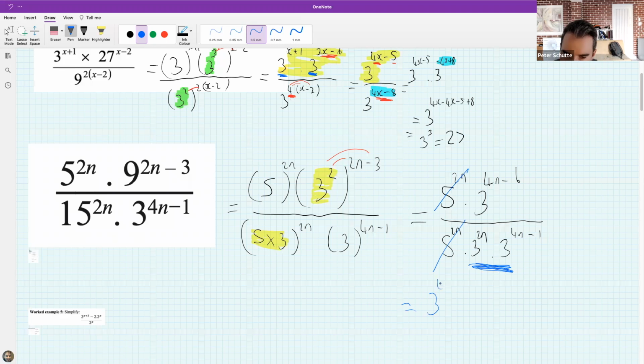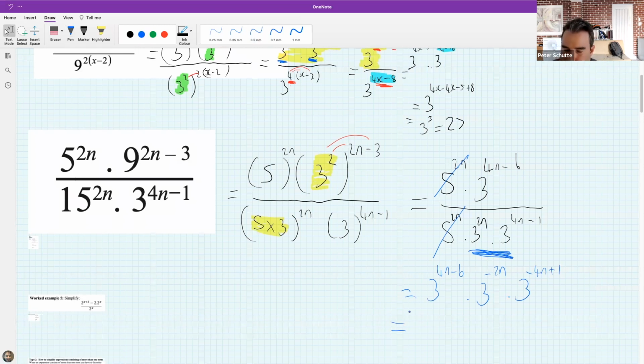Yes. So at the moment I have 4n minus 6. Then I get 3 to the minus 2n. And then I get 3, so minus 4n plus 1. So would you agree with me on that step? Can you please repeat? I can. So the 2n over here was below the line. It became minus 2n when it appeared above. Yes. And then the 4n minus 1, when it's below the line, when it goes above, it becomes minus 4n plus 1. Yes. Okay, so now all the bases are the same.